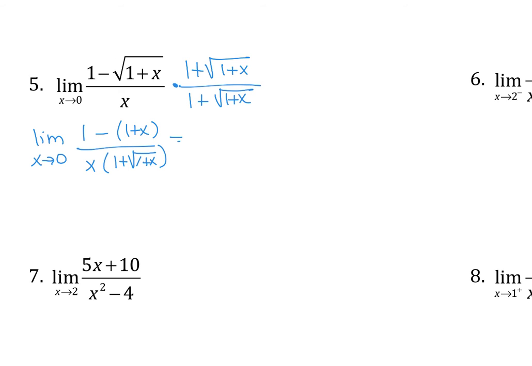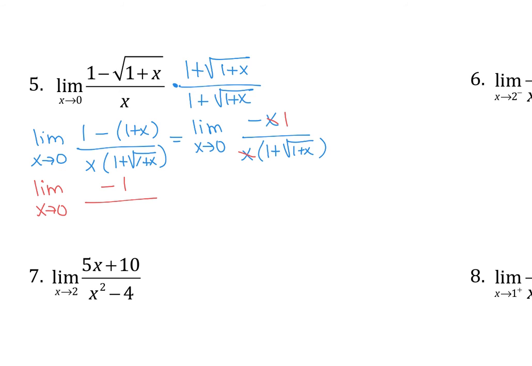So in the numerator, we end up with a negative x, and in the denominator we have that x and 1 plus root 1 plus x. So these x's will reduce out for us. So we're just left with the limit as x approaches 0 of negative 1 over 1 plus root 1 plus x. And then once we get it down to here, I can do direct substitution. So negative 1 over 1 plus root 1 plus 0. So that will give me negative 1/2.